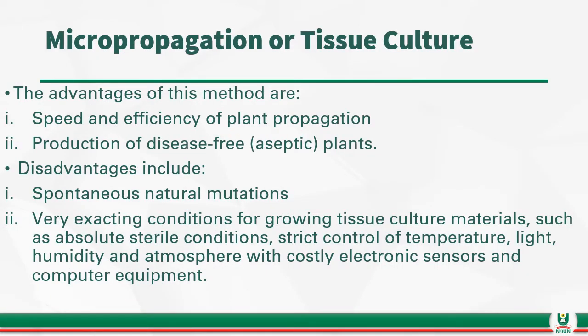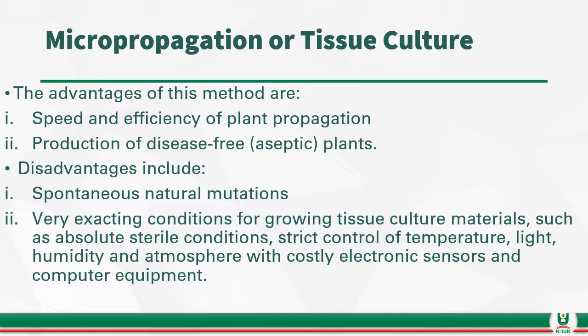However, this system has advantages and includes the speed. Yes, it's very fast. Speed and efficiency of plant propagation. Also, you produce disease free plants because this kind of tissue culture is done under very, very sterile conditions. So, no form of infection is around the place. Everywhere is usually very sterile. So, what you get at the end of the day is disease free or aseptic plants.